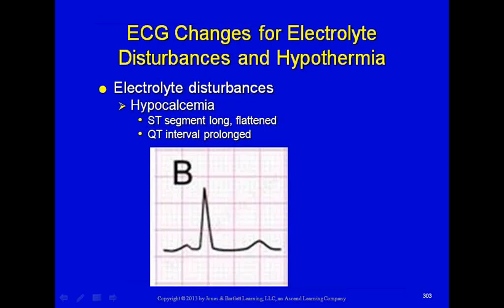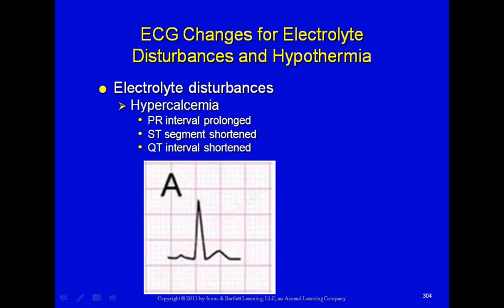with an electrolyte disturbance. When a person has hypocalcemia, what happens is the ST segment is long and flat, and they have a prolonged QT interval. So if you have some sort of configuration like this with this long flat ST segment and you measure the QT interval and it's prolonged, you could be dealing with hypocalcemia.